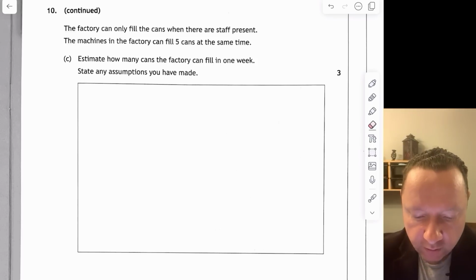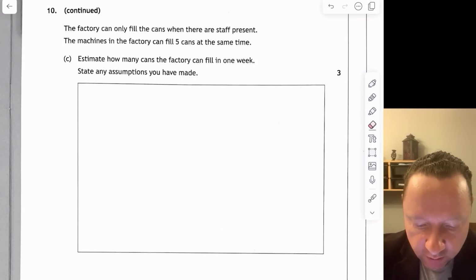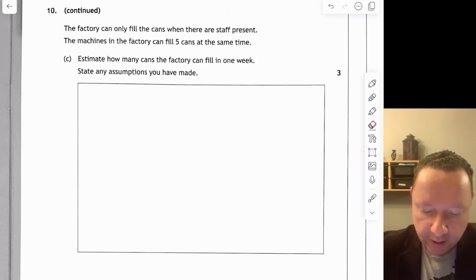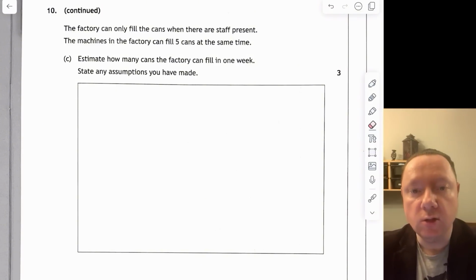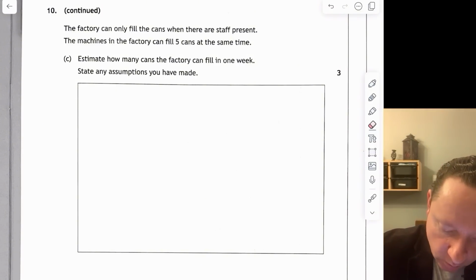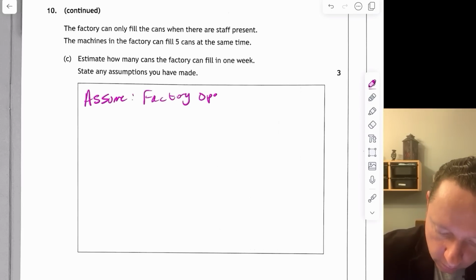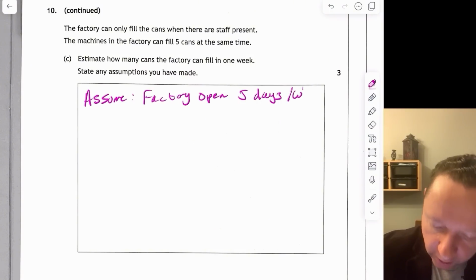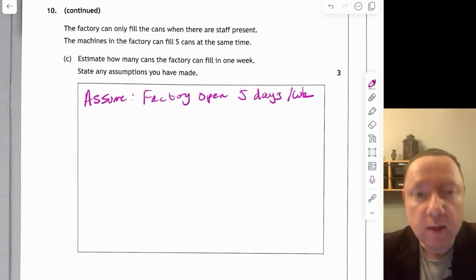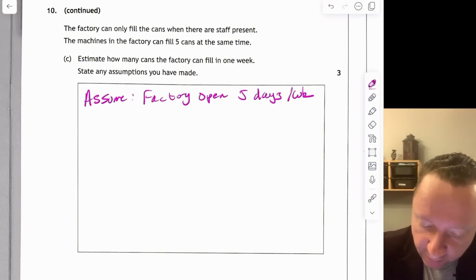A factory can only fill cans when staff are present. The machines in the factory can fill 5 cans at the same time. How many cans can it fill in a week? State your assumptions. So it's a Fermi estimate. So let's make some assumptions. I'm going to assume the factory is open 5 days a week. You might assume 7, you might assume 3. I assume a part-time factory, but 5 seems reasonable.